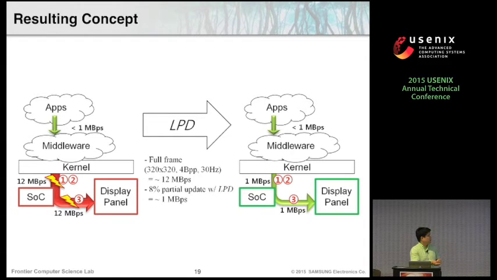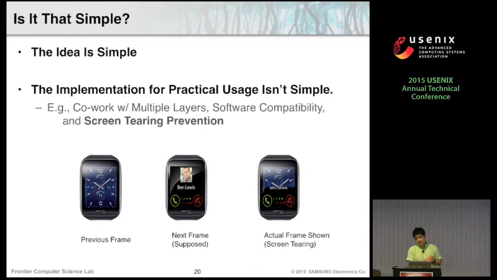So before our approach, between hardware and kernel, we were sending all the information required to draw a frame. With LPD applied, we can let them send the updated part only, so that we can save the bandwidth and save the energy. Well, the idea seems so simple. We just need to get which part is updated and let the hardware control based on these updated parts.